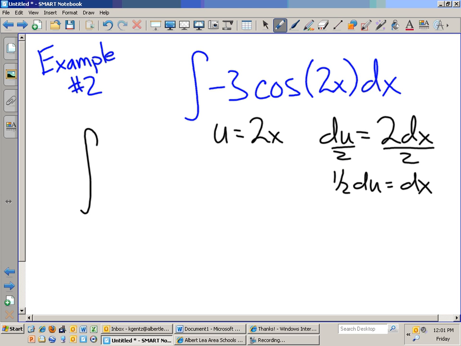So now I make my substitution. I'm going to pull my negative 3 out front. In fact, I'm going to pull my 1/2 out front too. Cosine of, what is my new variable? U. Du. You guys, my trig students right now are asking me, Mr. Gentz, can we stop writing u or theta or x every time and just write, you know, cosine? And my response is, no, you cannot. So this is very important because we are substituting variables. Please continue to write u and du as you are doing this.